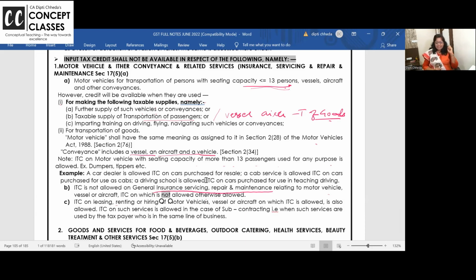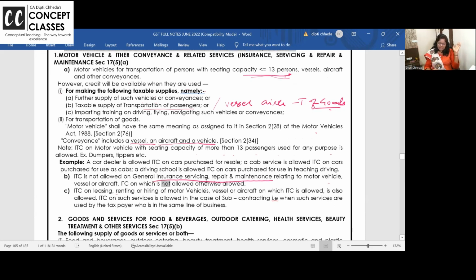Once again, section 17, subsection 5, clause A is saying that motor vehicle or other conveyance related services and all which is used and on which you have availed ITC, you cannot avail ITC unless that motor vehicle, conveyance and insurance and all are used in the same line, purchase to sale, or for transport of passengers or goods, or for imparting the drive. It is allowed.